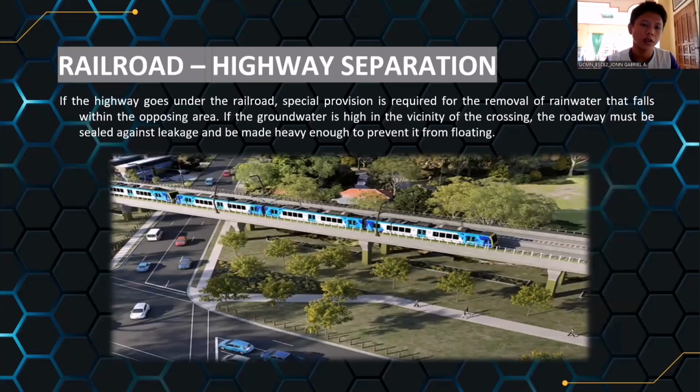If the highway is under and the railroad is on top, special provision is required for removal of rainwater that falls within the opposing area. If the groundwater is high in the vicinity of the crossing, the roadway must be sealed against leakage and be made heavy enough to prevent it from floating.